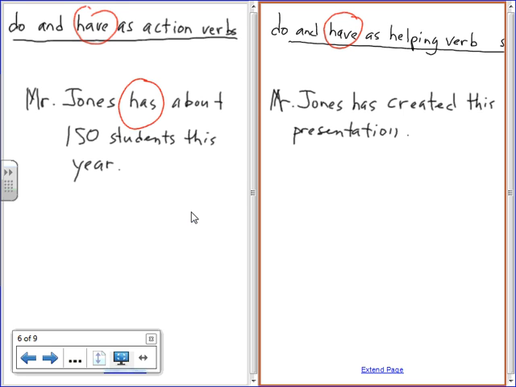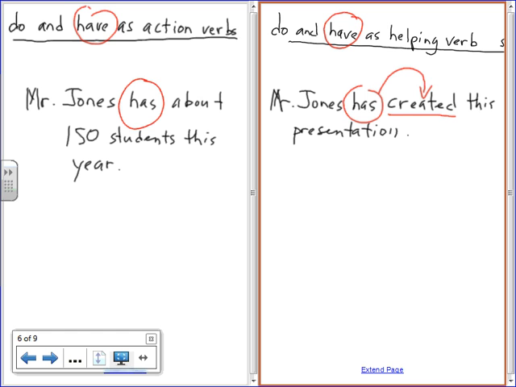In this sentence, has does not have any meaning in itself, right? Rather, it is accompanying the main verb created. And what is the purpose of has in this second sentence? It's really to give us some sort of a time frame in which this has happened. In other words, it's not something he will do in the future. It is something that he has done in the past or has done recently.